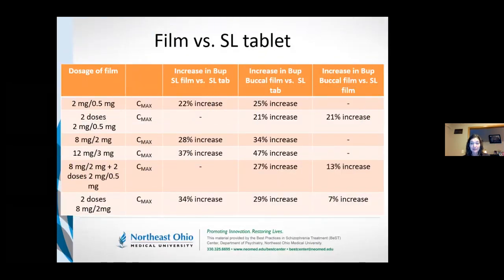This came from the prescribing information for the buprenorphine naloxone products. And as you can see, which really shouldn't be a surprise, the film has better bioavailability. We get higher concentrations from the sublingual film and then the buccal film compared to those sublingual tablets. We just are able to get those higher concentrations. Comparing the two films together, the buccal film tends to achieve some of those higher concentrations. It doesn't mean we can't use the sublingual tablets, but if we are moving between formulations, we may need to dose adjust a little bit more significantly.